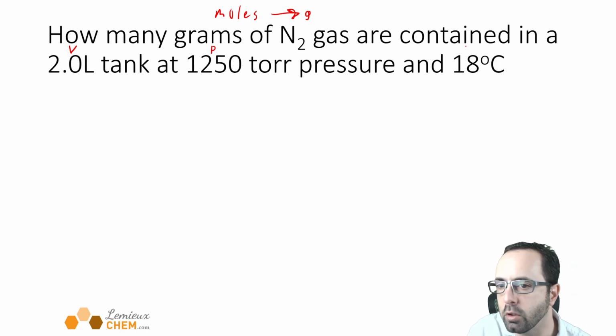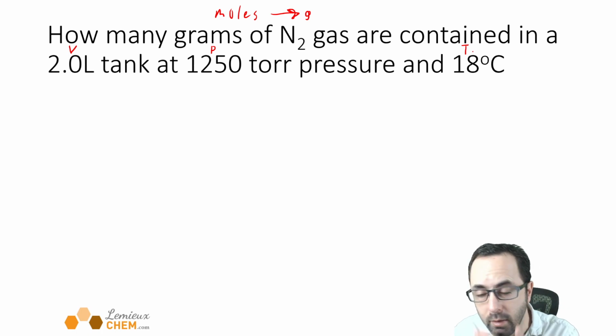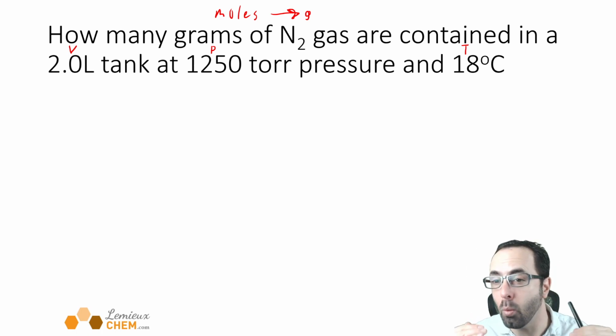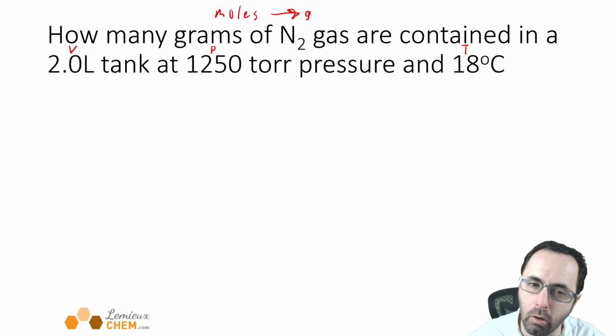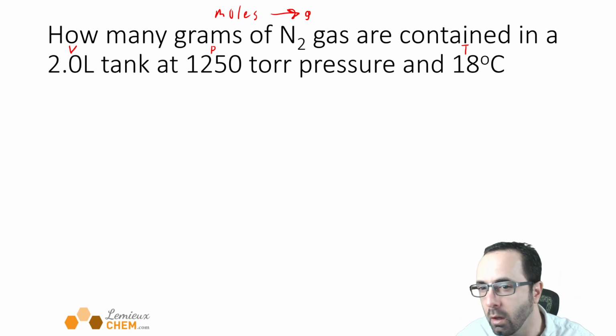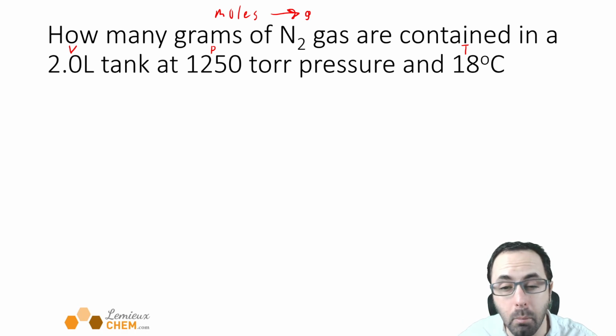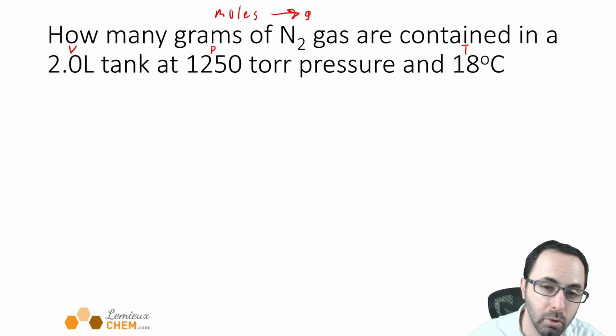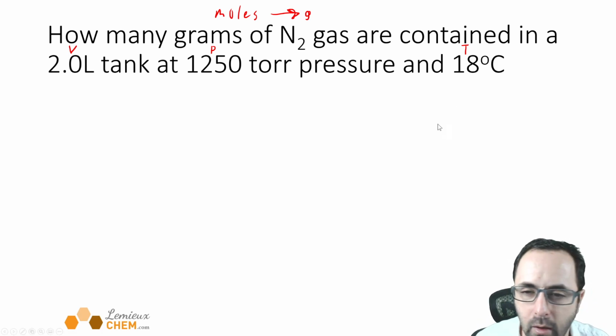And we've got a temperature, which is in degrees Celsius, not kelvins, but we can get into kelvins. And so notice, again, we've only got one of each variable. We've got one volume, one pressure, one temperature. So this is not a combined gas law problem. This is an ideal gas law problem. We got to use the PV equals nRT.